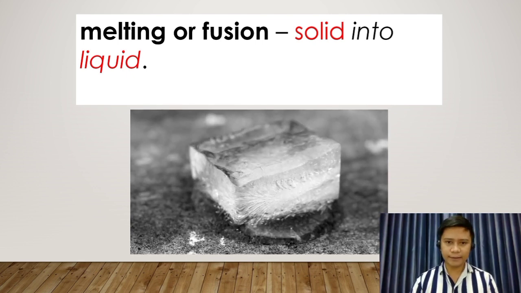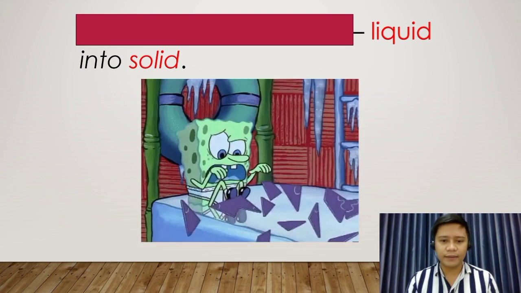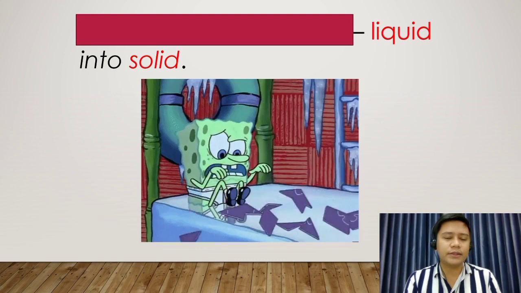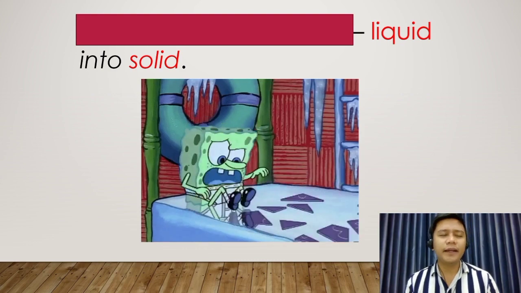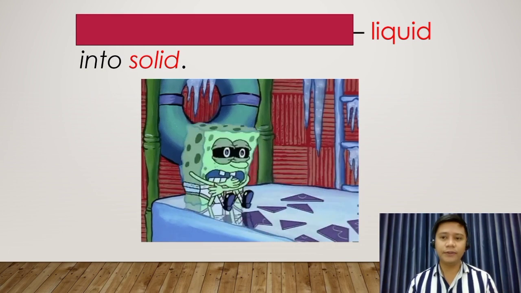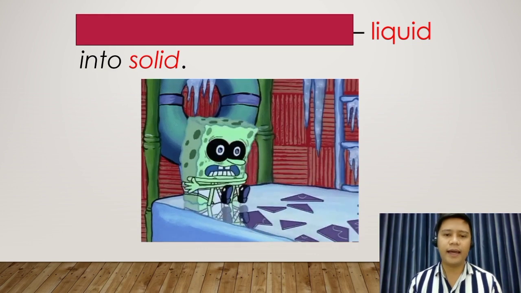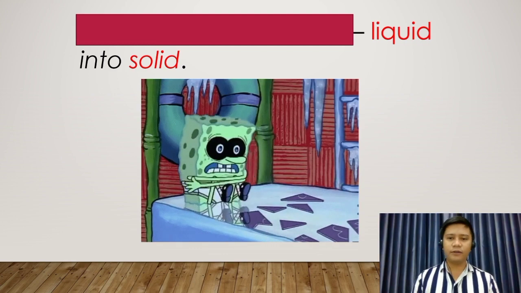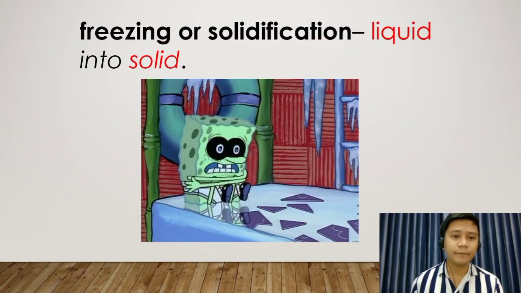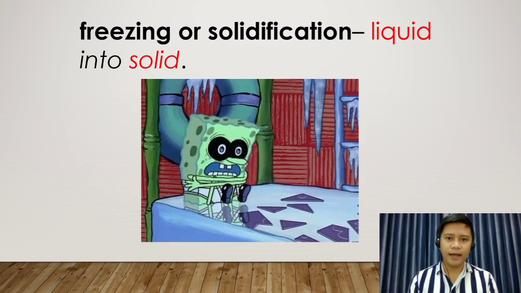Very good. Next. Number two, we have this one. Liquid into solid. What is the best example for that? First, can you spell liquid again? L-I-Q-U-I-D. And then solid. S-O-L-I-D. Very good. This physical change is what we call freezing or solidification.